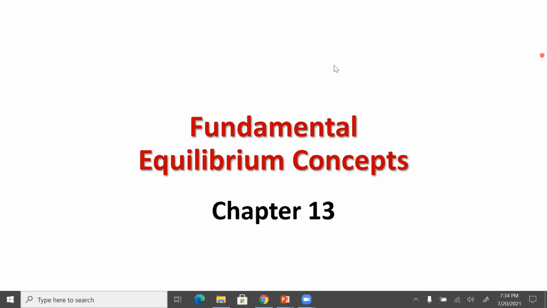Chapter 13 starts looking at equilibrium, and we're actually going to be using that for a good part of the rest of the semester. So it's super important that you get a good foundation over the next couple of classes because it's going to carry you through a good part of the rest of the semester.